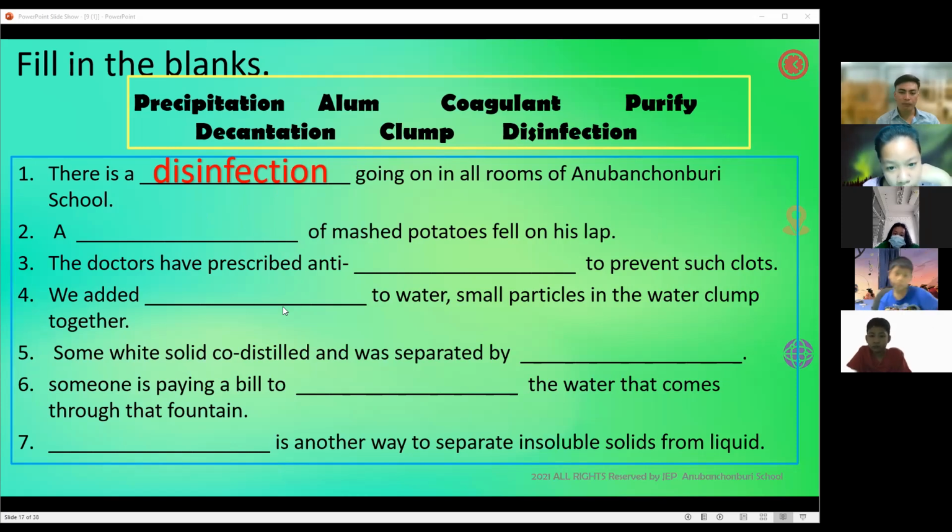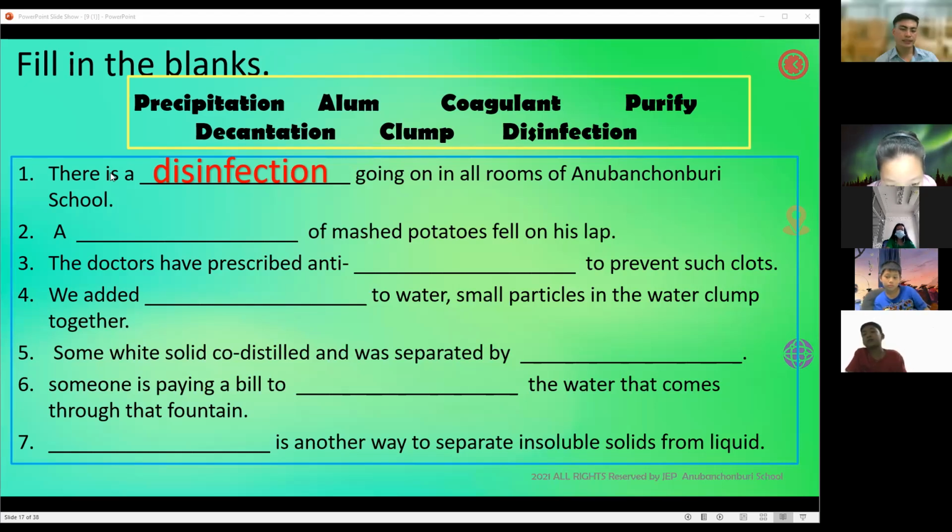A blank of mashed potatoes fell on his lap. What is the correct answer? What is the answer? Anybody who wants to answer? Come on, you can answer. Don't worry if your answer is wrong. I will not be angry. But who knows? Maybe your answer is correct, and then you will be given 2 points for today.